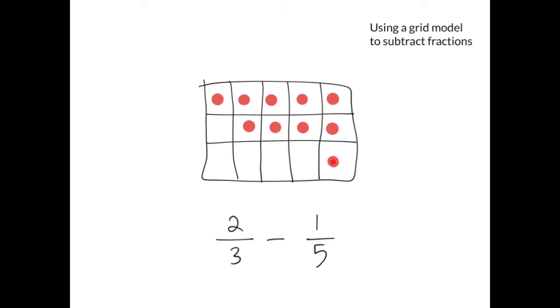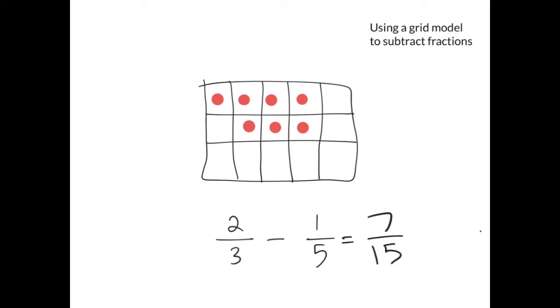Now that we have our counter in this space here, we have a whole 5th that we can take off. Remember, the columns are the 5ths. So these are all the 5ths. We're going to take out one whole column, which is one whole 5th. And let's eliminate that right now. If we take out those counters, we're left with 7 counters out of 15. 5, 10, 15 squares. So if we write our answer, it is 7 out of 15.